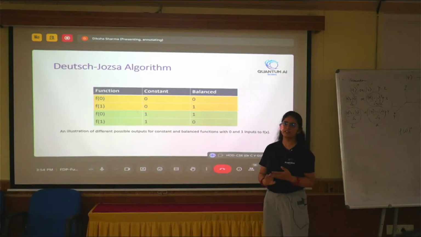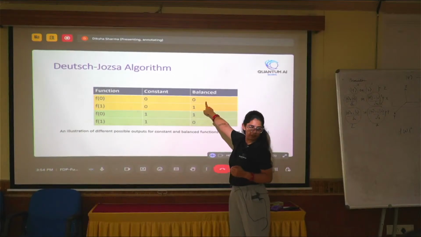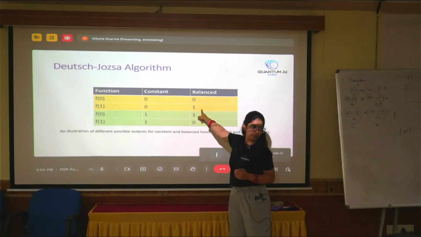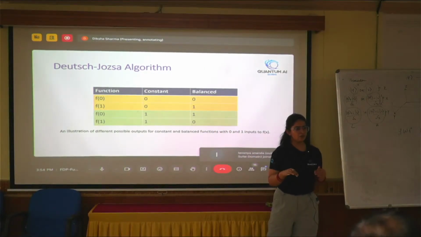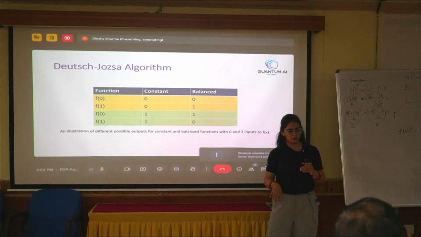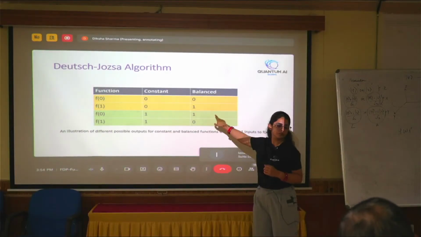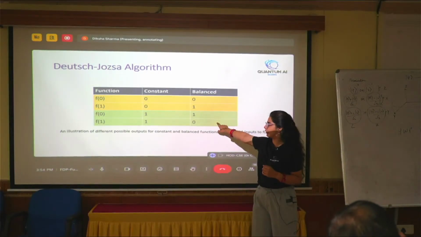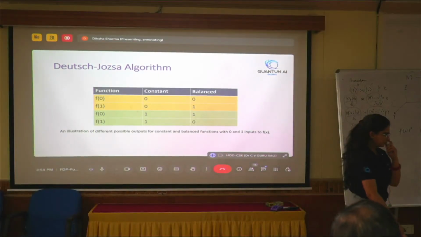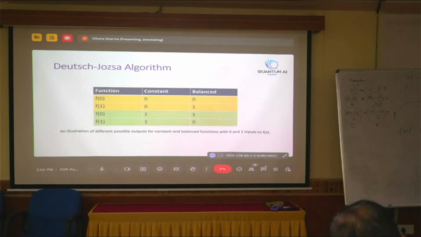A balanced function tries to balance the output. For f of 0, it will give me 0, and for f of 1, it will give me 1. That means half of the time the output is 0, half of the time the output is 1, or the other way around: f of 0 gives 1 and f of 1 gives 0. So this is a constant or a balanced function. Understood?